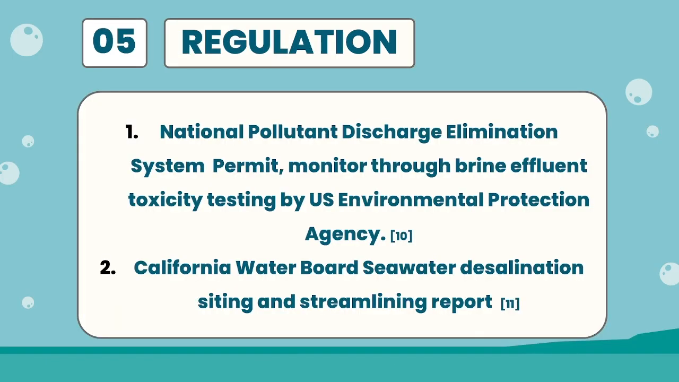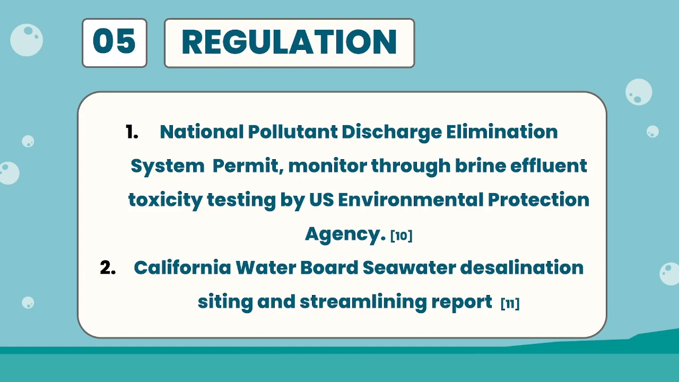And last but not least, we have to look at the regulation. Regulation is important when we talk about desalination because it's such a controversial topic. In California, particularly, there are quite strict regulations upon desalination plants. According to the National Pollutant Discharge Elimination System, they require a permit in order to dump any type of brine solution into the water body. These permits allow them to monitor the brine effluent and the testing that is provided by the U.S.